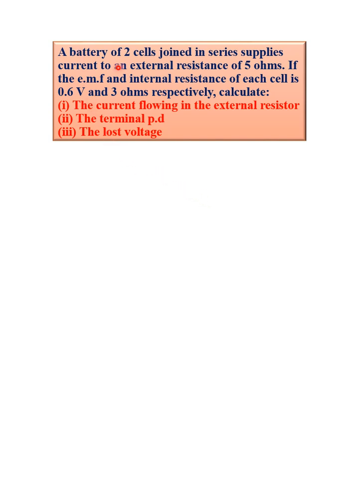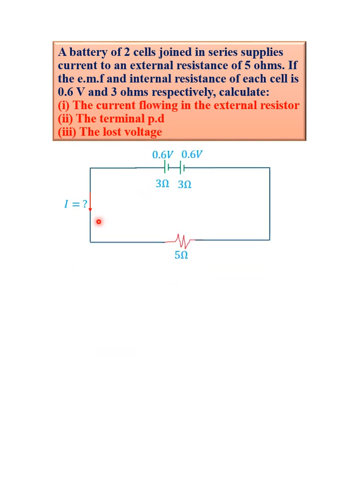It says a battery of two cells joined in series supplies current to an external resistance of 5 ohms. If the EMF and internal resistance of each cell is 0.6 volts and 3 ohms, respectively, calculate: 1. the current flowing in the external resistor, 2. the terminal potential difference, PD, and 3. the lost voltage. So let us represent this information in the form of a circuit diagram to aid the understanding.